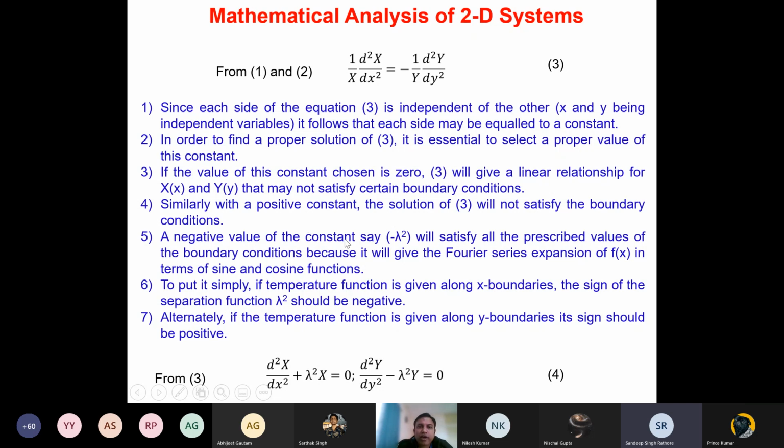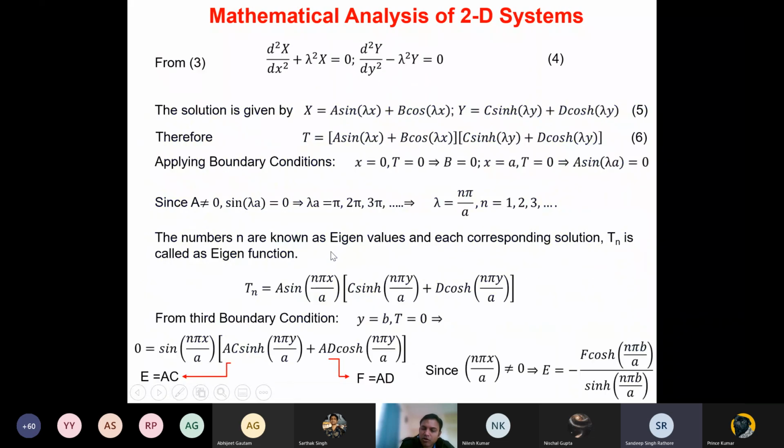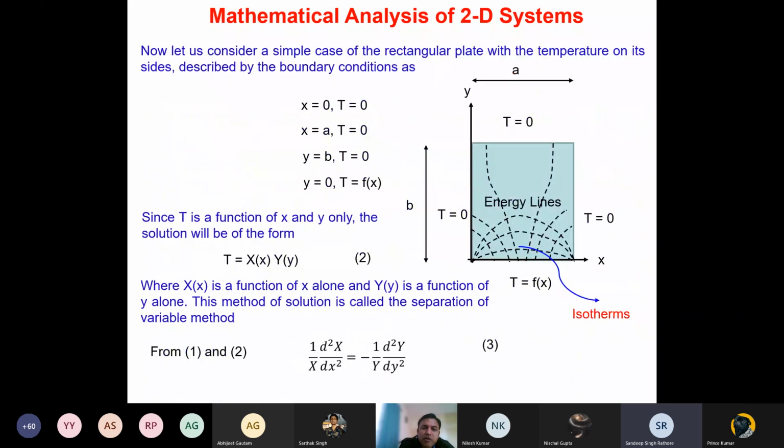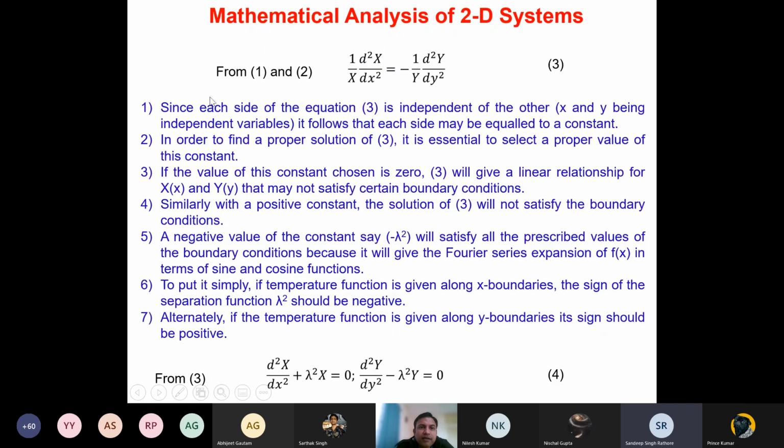So that is what we are saying. This 1 by X d square X by dx square part will be independent of the right hand side, and the right hand side will be independent of this. Since each side of the equation is independent of the other, x and y being independent, it follows that each side may be equal to a constant.